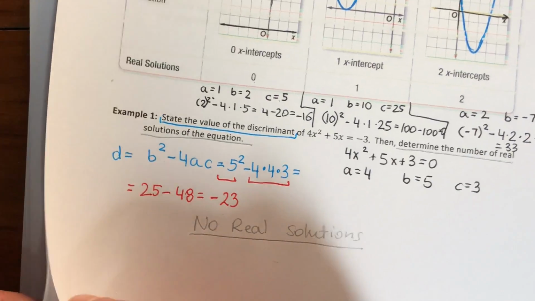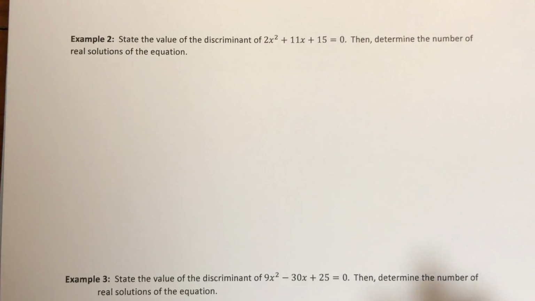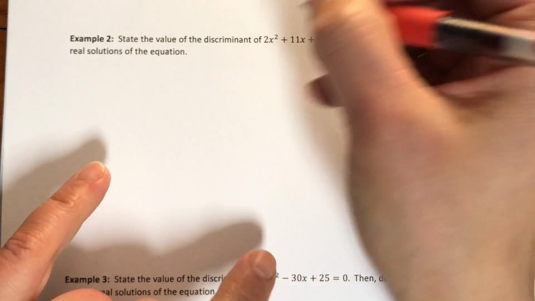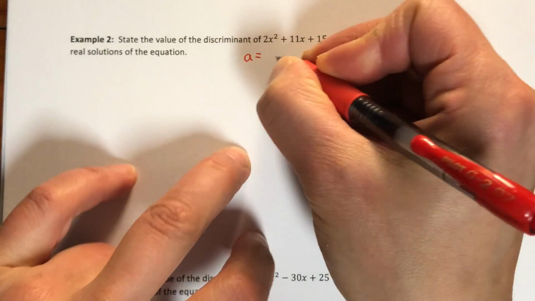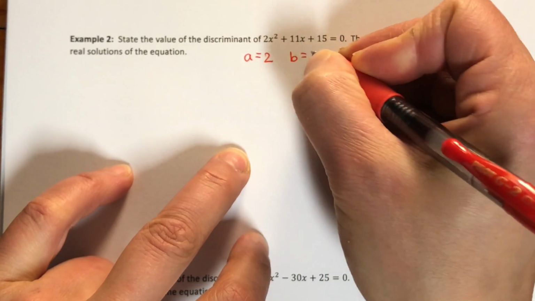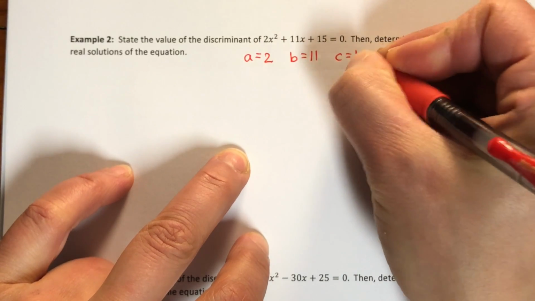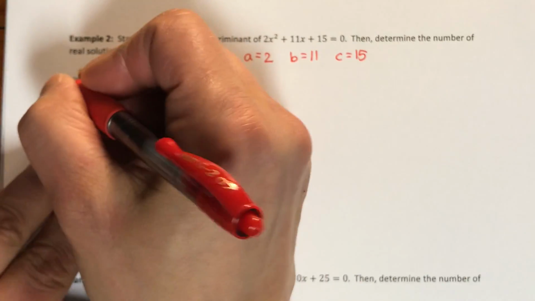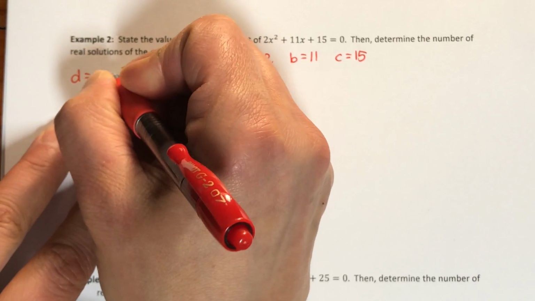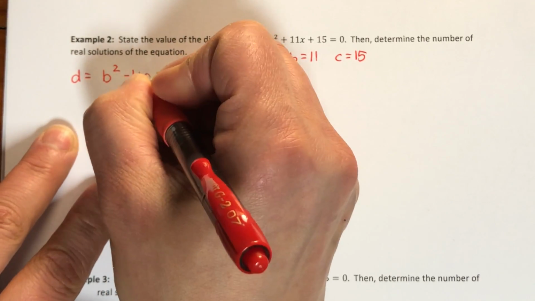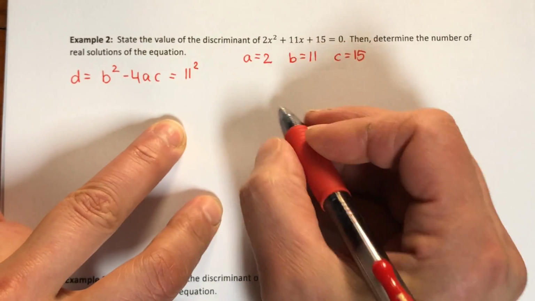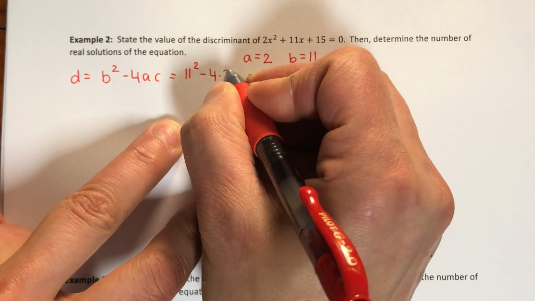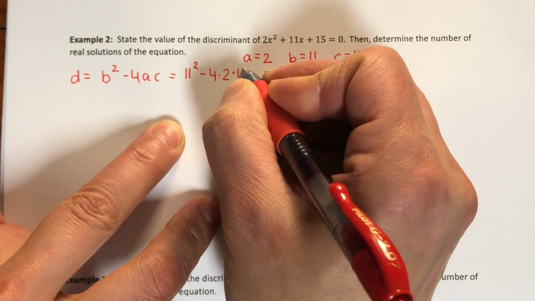I'm going to go on my second page, and I have example number 2. State the value of the discriminant. Again, I'm going to look at my equation. It is in standard form. I will list a, b, and c. I am then going to write the formula for the discriminant, b squared minus 4ac. B squared is 11 squared minus 4 times 2 times 15.